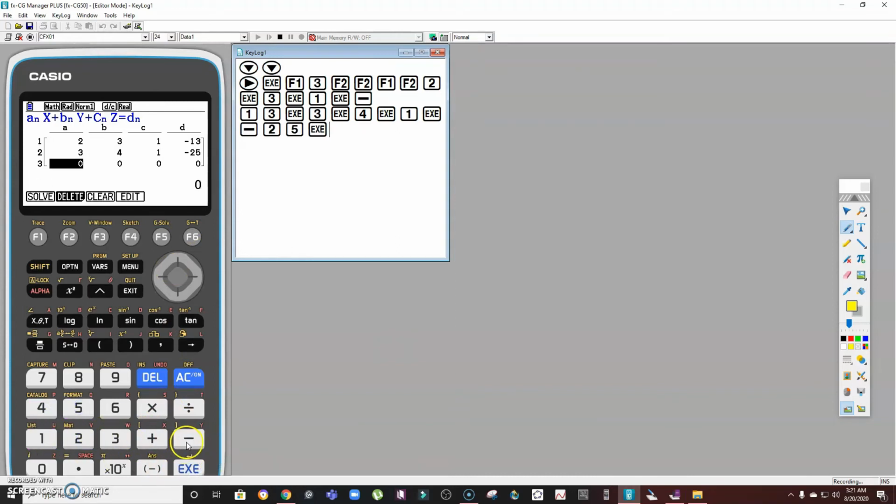And lastly, negative 1, 2, 1, and negative 5, sorry, negative 5 only. There you go.